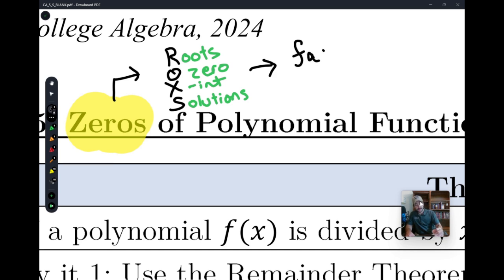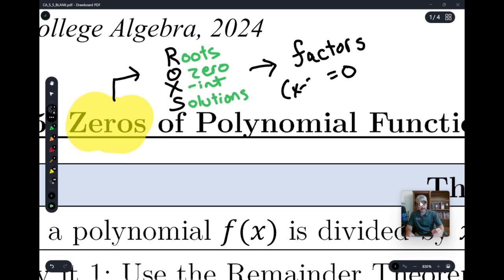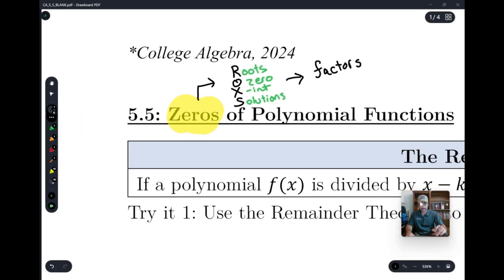And the way that you find these is you find factors and set them equal to zero. So if you find a factor of x minus 2, you set it equal to 0, you've got yourself a root, using that zero product property for multiplication.